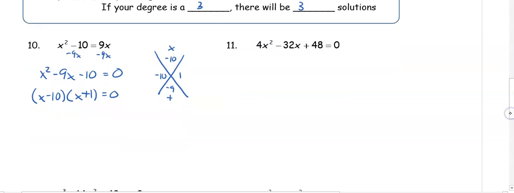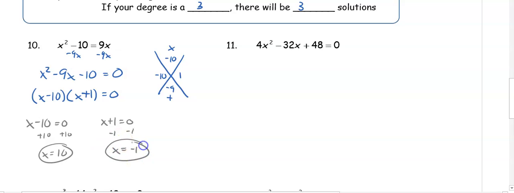Then because we are equal to 0, we are solving for x. So we would have x minus 10 equals 0 and x plus 1 equals 0. In the first part, we would add 10, so x equals positive 10. And then we would subtract 1, so x equals negative 1.